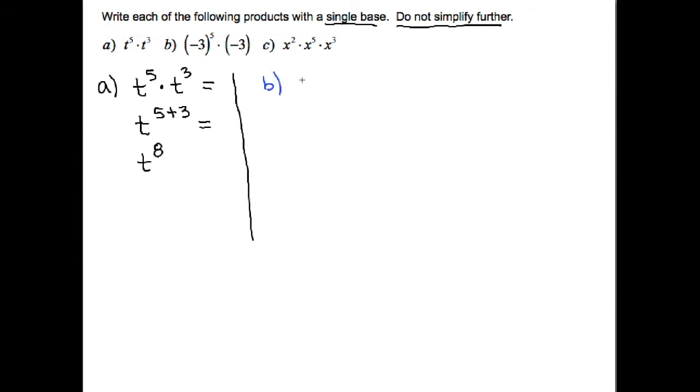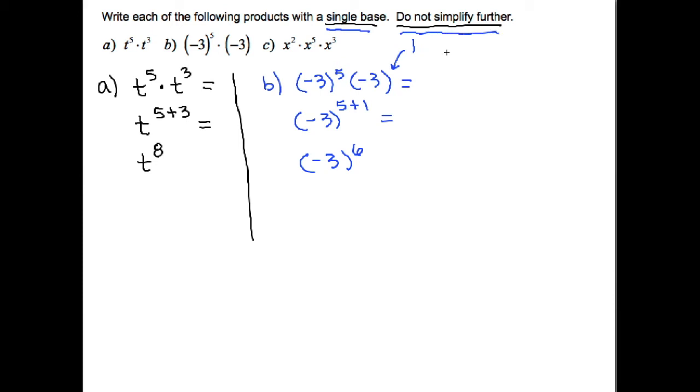For part B, we have negative 3 raised to the 5th times negative 3. Now here the base is negative 3, so I'll write negative 3, and I'll add the exponents, which would be a 5 from the first factor, and this exponent here is a 1, so it's 5 plus 1. Multiply with the same base, again you add the exponents. So that's negative 3 to the 6th. And since we're writing with a single base, we're not going to simplify further, we're done.